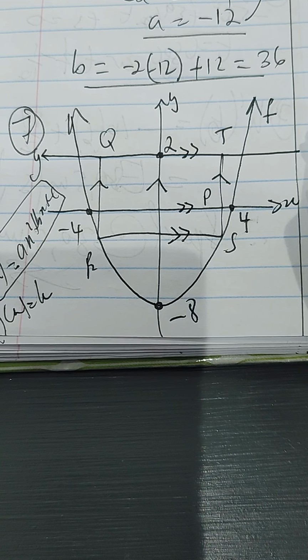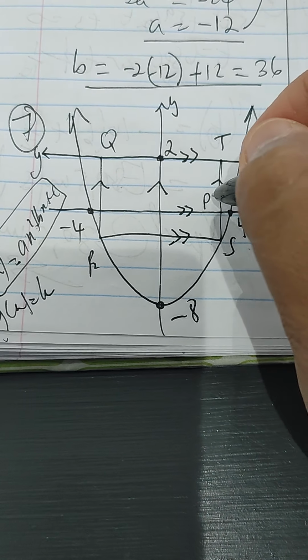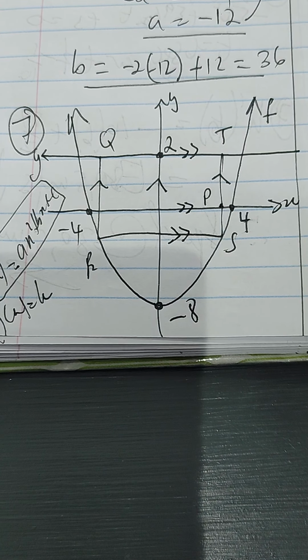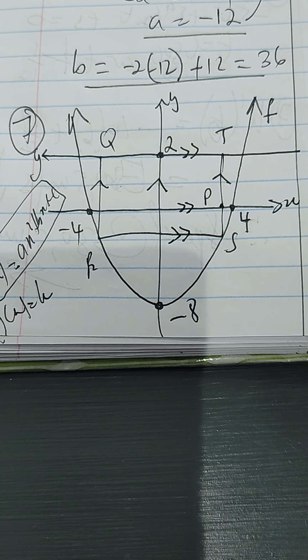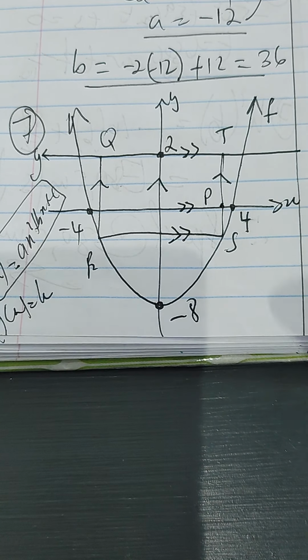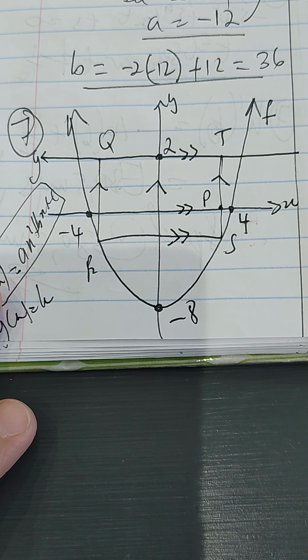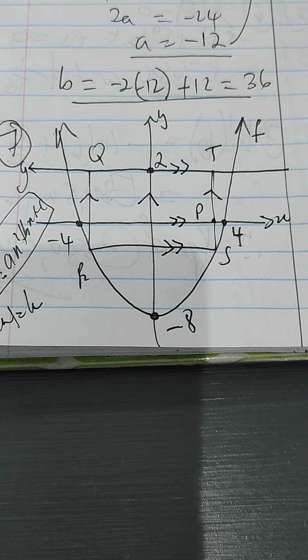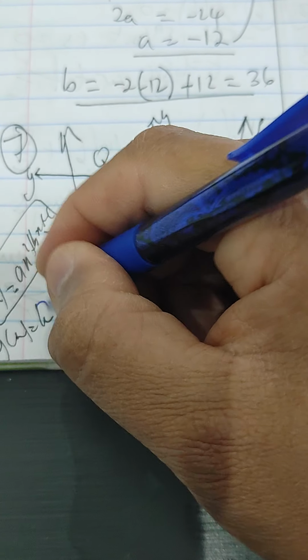And TS intersects x at P. Determine the values of a, b, c, and k. Okay, I just told you what k is. So k is simply 2. So that can be replaced with 2.